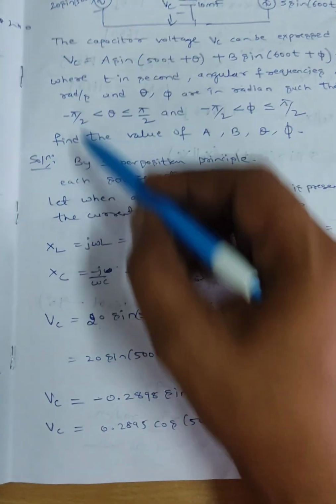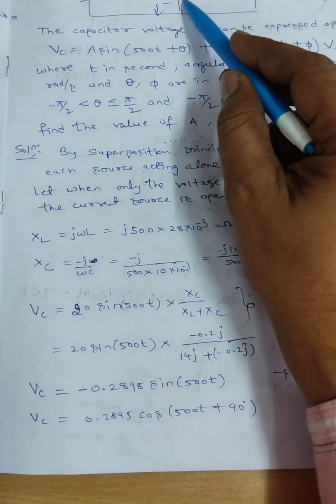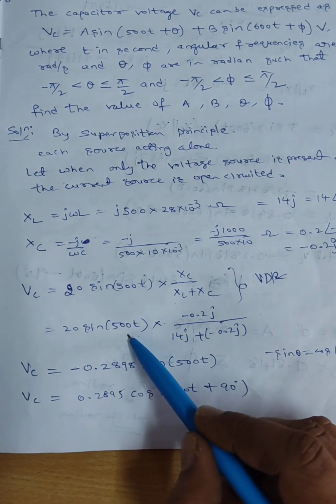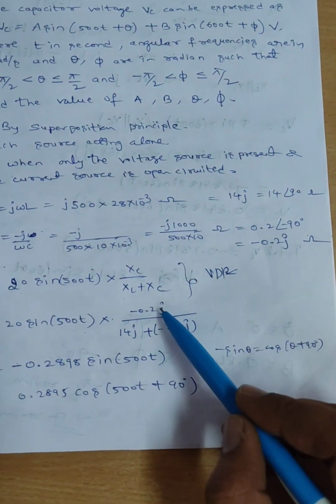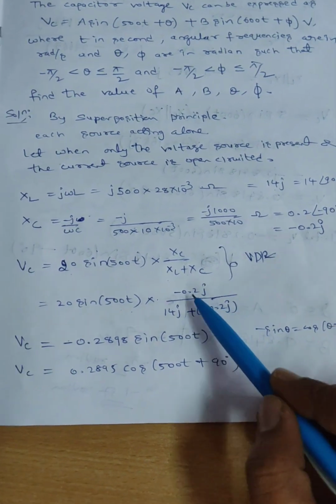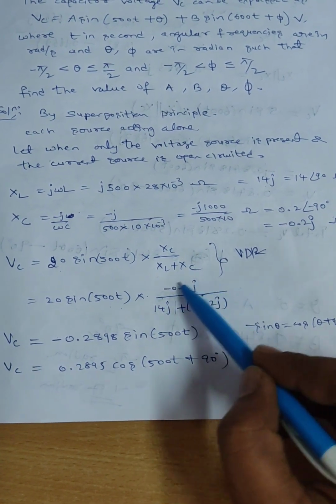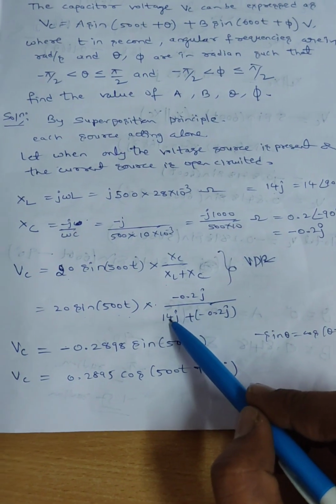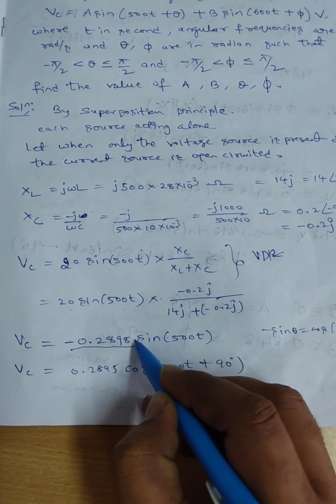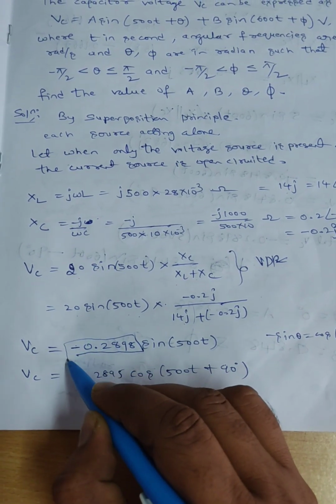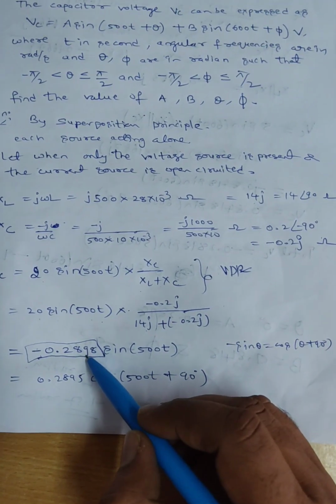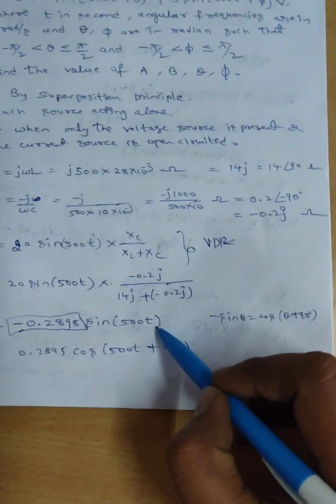The voltage is 20 sin 500t, and I want to find the voltage across this capacitor, so take XC divided by XL plus XC. So 20 sin 500t into XC, which is minus 0.2j, divided by XL, which is 14j, plus XC, which is minus 0.2j. Do this and you will get some constant, and that constant multiplied by this 20 gives a value of minus 0.2898. I request the viewers to recalculate once again and confirm whether you get the same value or not, into sin 500t.